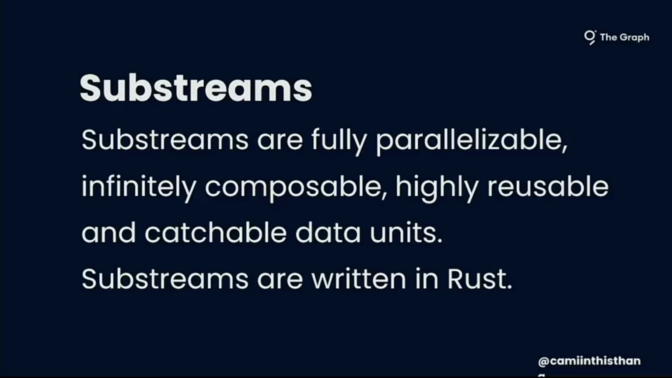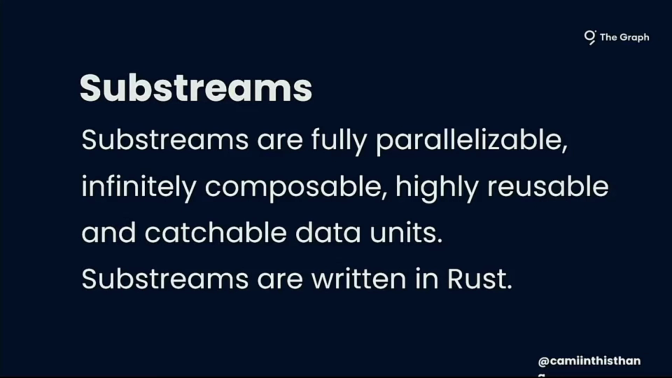So Substreams are fully parallelizable, infinitely composable, and highly reusable data units. These substreams are written in Rust. Everyone loves Rust. Rust is super fast, but really the key here is that they're parallelizable. So instead of having to do this indexing linearly, we're now cutting the time by a bunch because instead of having to wait for one block to finish processing to move on to the next, we can do these all in parallel. The other cool thing is that these are composable and reusable, and we'll talk about this in a bit.